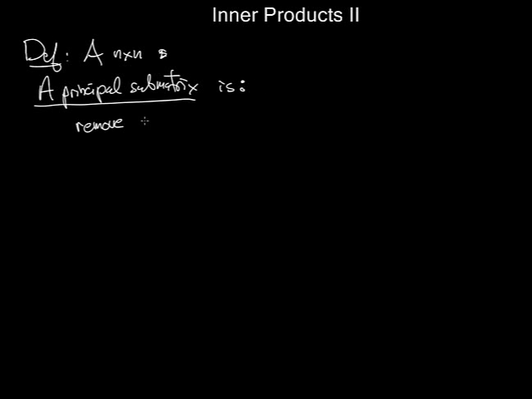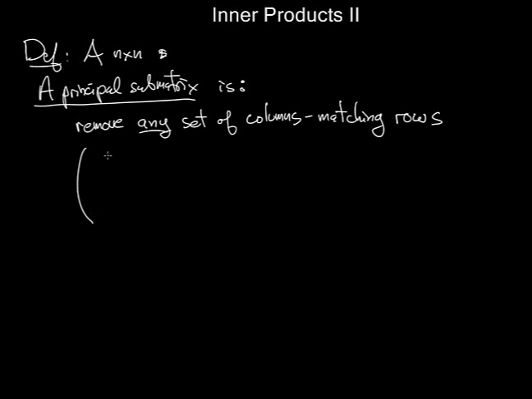And here it is. A principal submatrix of an n by n matrix is the following. You remove some set of columns, and you remove the matching set of rows. And then you take what's left.